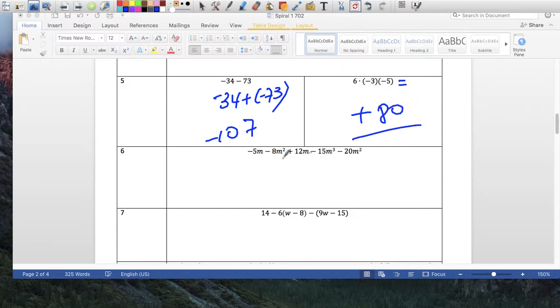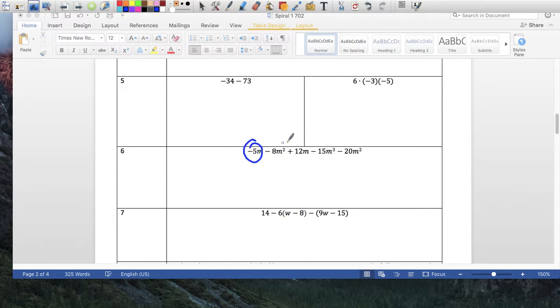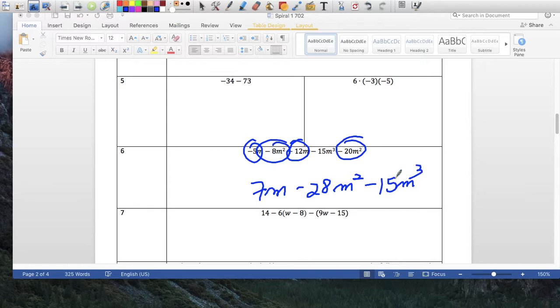Okay. Combine like terms. Can I combine anybody here? Combine this guy with this guy. So it's negative 5 and positive 12, which is going to give me positive 7m. And then I'm going to do the m squared. So I have 2m squared. So it's a negative 8 and negative 20. So it's negative 28m squared. And the last guy does absolutely nothing.